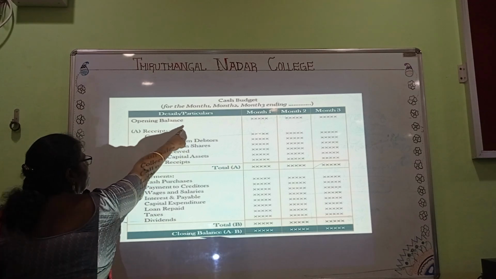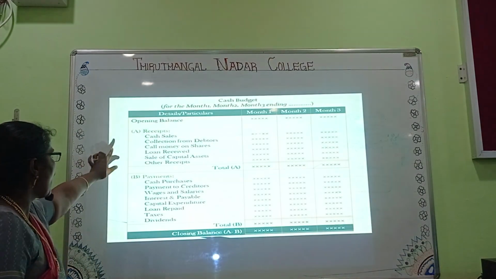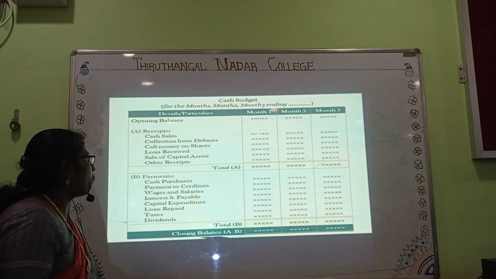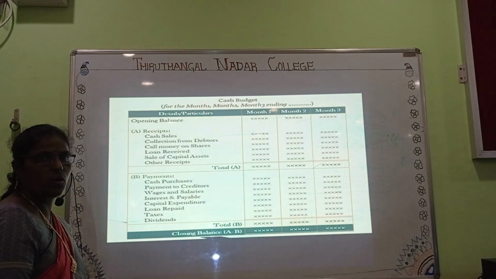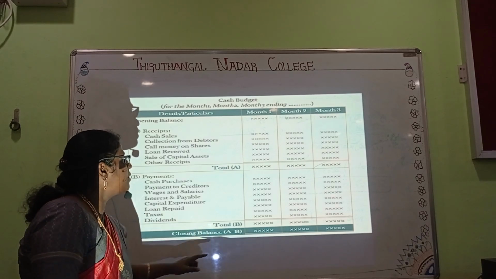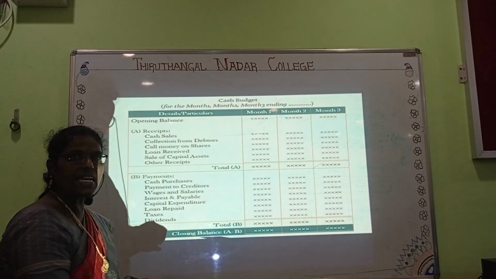You have to start with the opening balance. You have to add the receipts to the opening balance, and you have to subtract the payments. You will get the closing balance. Remember, the closing balance of this month is the opening balance of the next month.